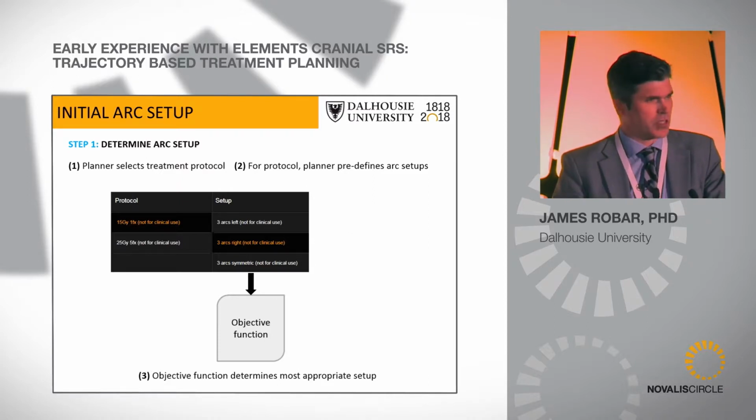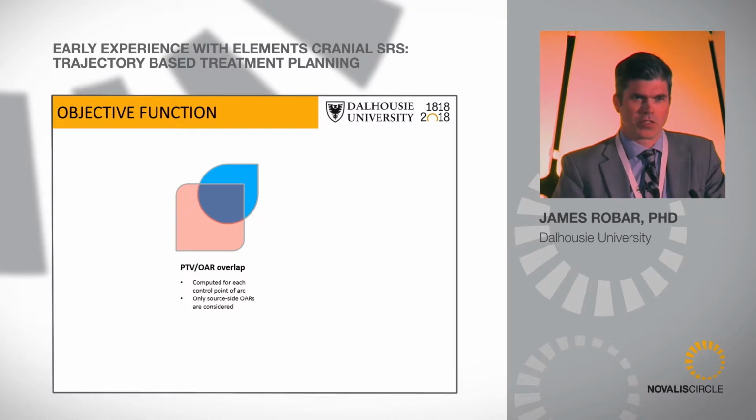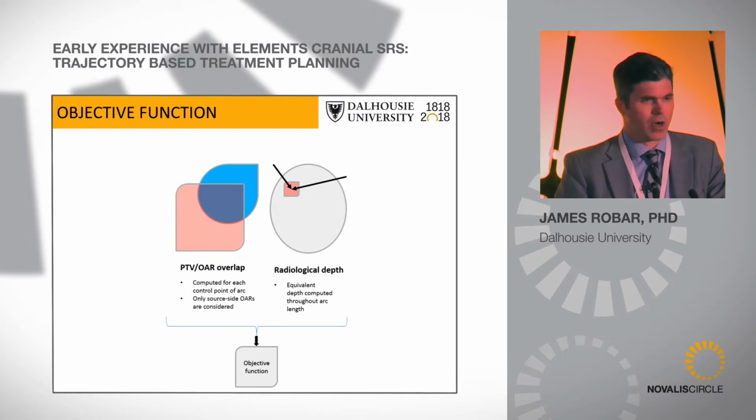It actually considers a couple of things. First of all, it's the PTV-OAR overlap, as we worked on in our research. It actually only considers organs at risk on the upstream side, not the distal side of the PTV. And the second factor is the total radiological depth. So it will examine all the points on arcs for different couch angles and actually evaluate that.